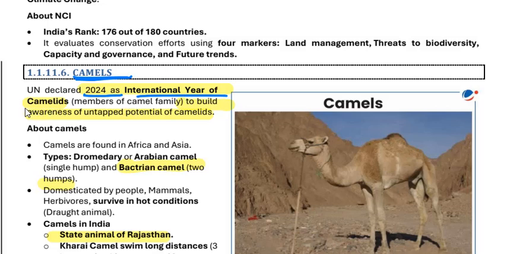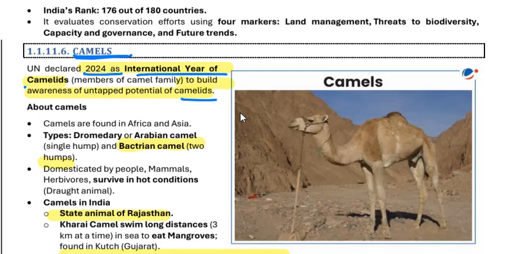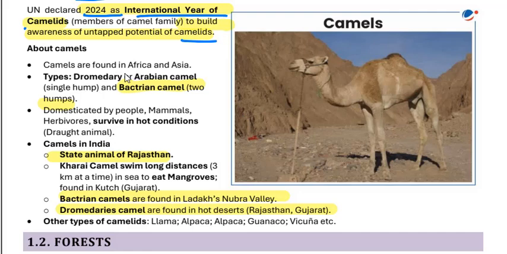This is to build awareness of the untapped potential of camelids, members of the camel family. There are two types of camel species. You should know camels are found in Africa and Asia. The types are the dromedary or Arabian camel, that is single hump, or the Bactrian camel, which is two hump. Okay, domesticated by people, mammals, herbivores that survive in hot conditions, drought animals. Camels in India: the state animal of Rajasthan is the camel. This is the Kharai camel, a type of camel.